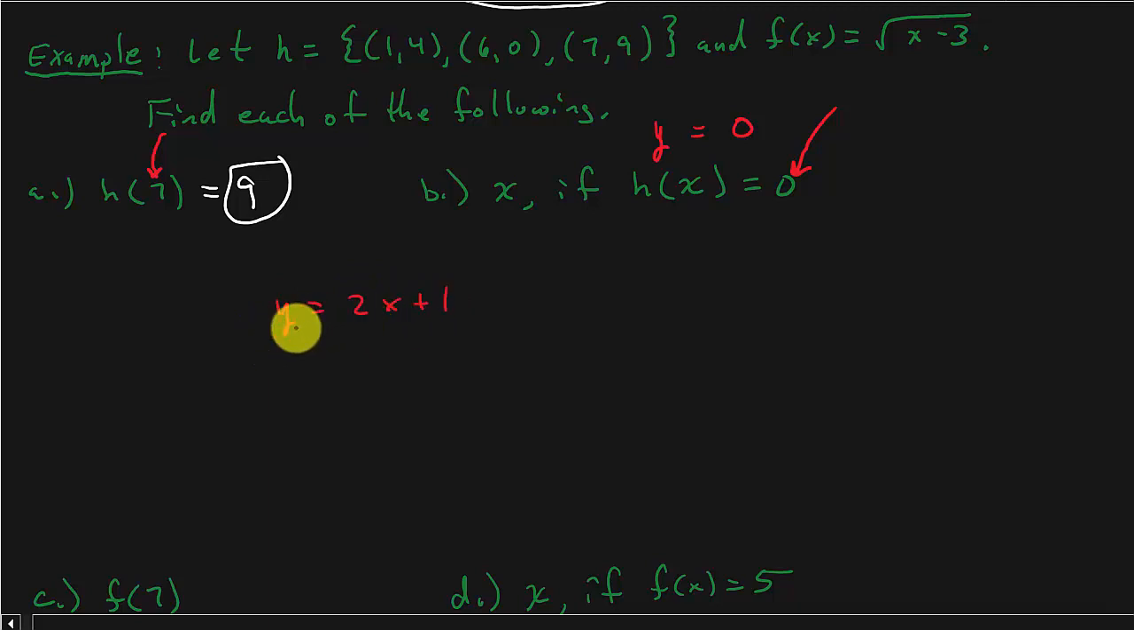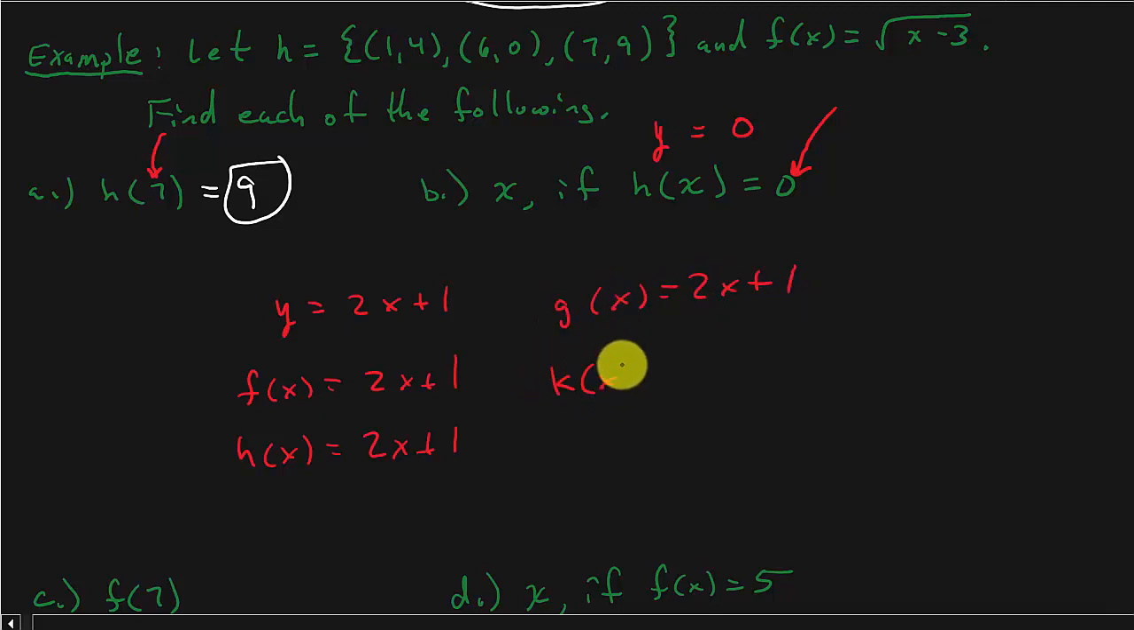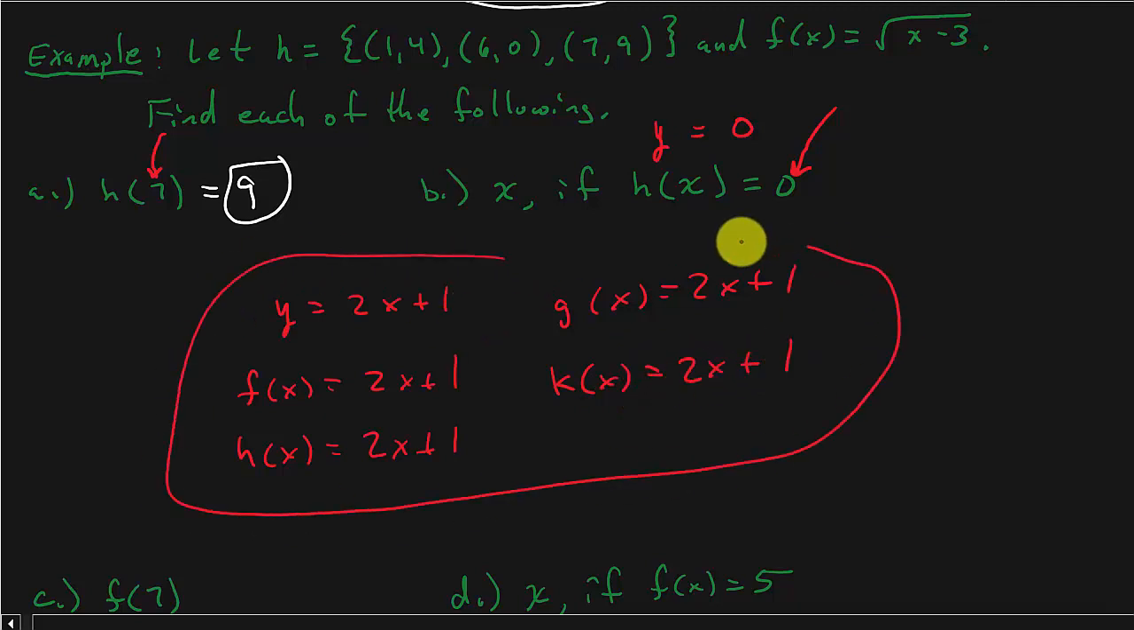You've seen this before. This is familiar to you. Writing your equation like this, y equals. I could also write f of x equals 2x plus 1. I can write h of x equals 2x plus 1. I can write g of x equals 2x plus 1. K of x equals 2x plus 1. Every one of these means the same thing, okay?